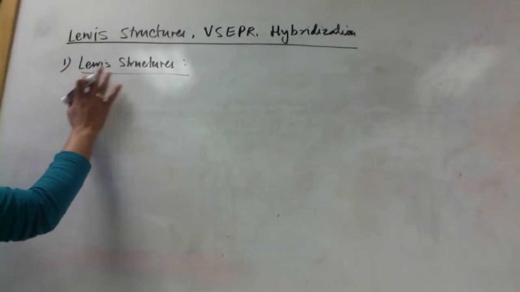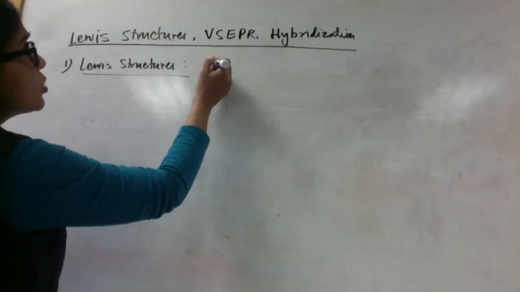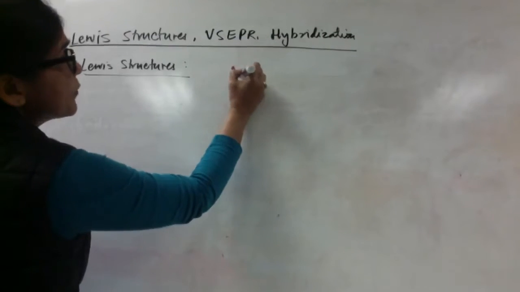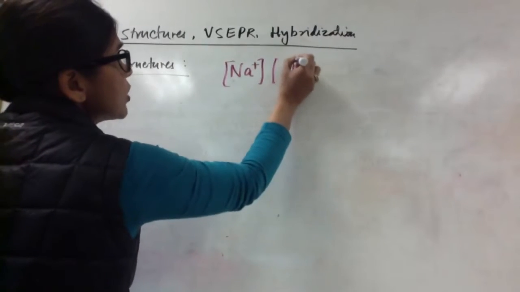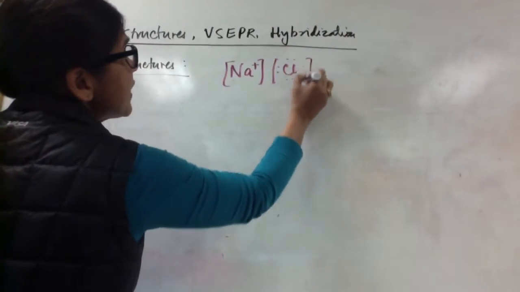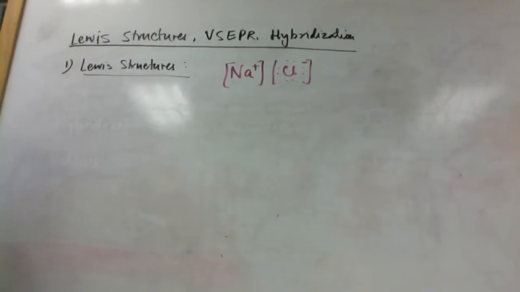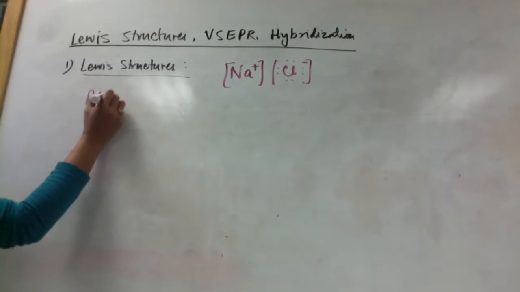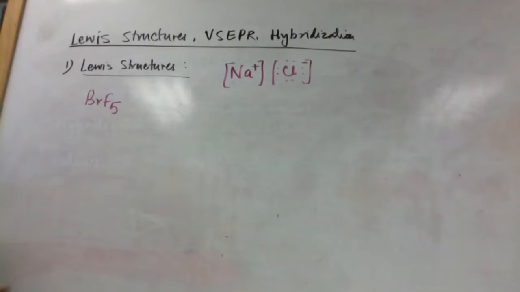Even though primarily Lewis structures are for covalently bonded molecules, you can use Lewis structures for ionic compounds. For example, for NaCl, its Lewis structure will look like this, where there is an empty valence shell for the sodium ion because all its electrons have been lost, and the chloride has its completed valence shell. For a covalent molecule, BrF5, was it with a plus charge? I don't remember. Let's try BrF5, right?